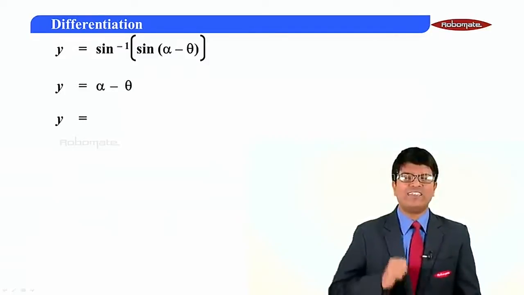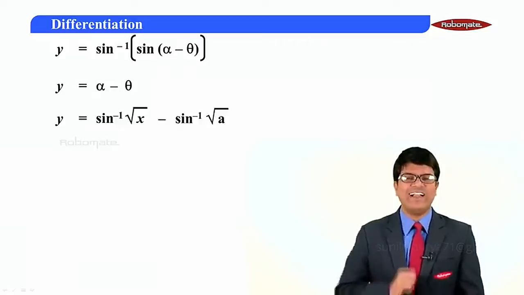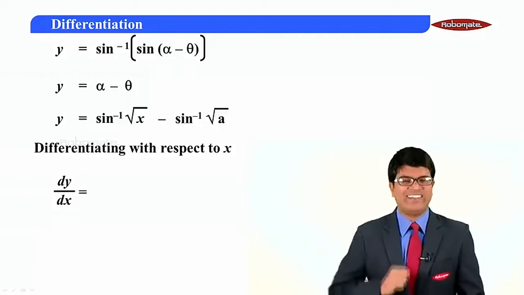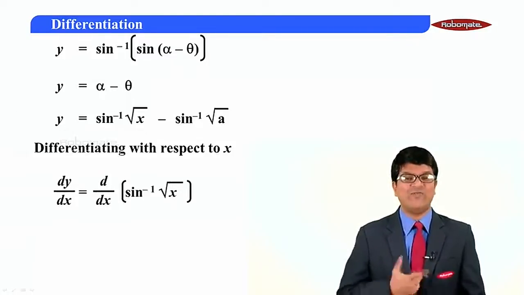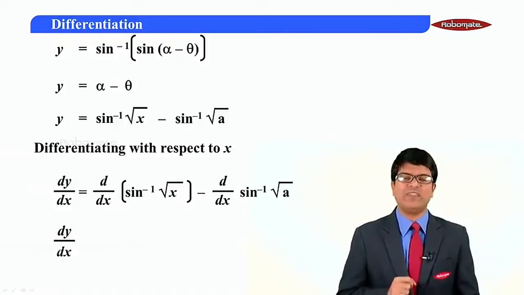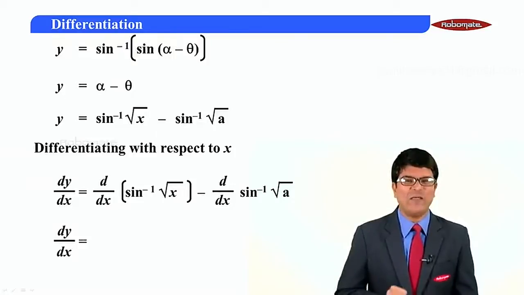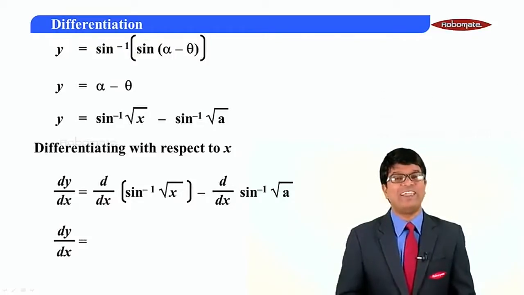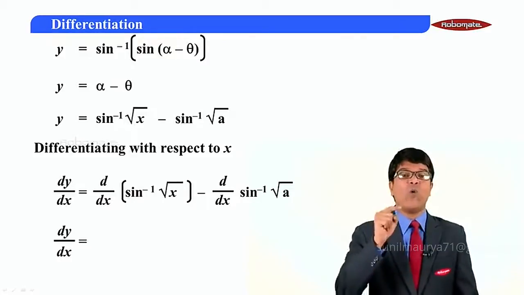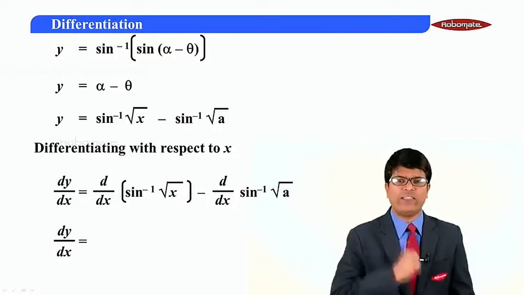But what is alpha? Sine inverse of root x. What is theta? Sine inverse of root a. Let us differentiate with respect to x. dy by dx is d by dx of sine inverse root x minus d by dx of sine inverse root a. Sine inverse root x is a composite function. To which standard function can I compare it? Sine inverse x. What is the derivative of sine inverse x? 1 upon root of 1 minus x squared.